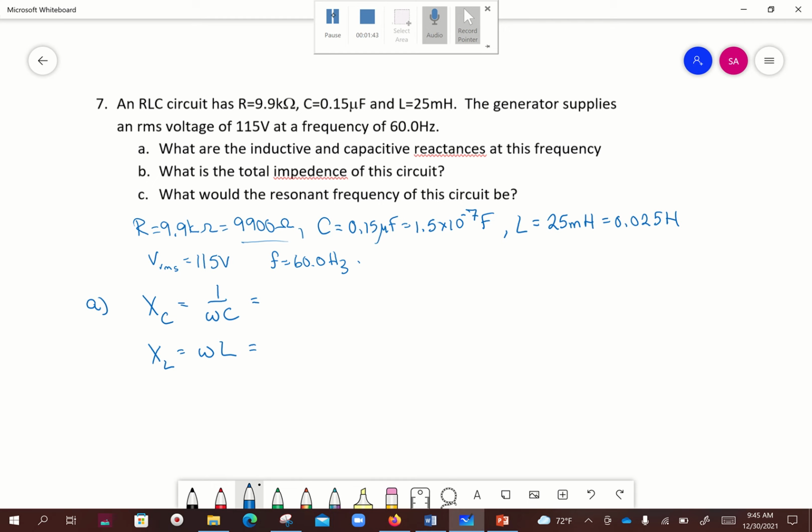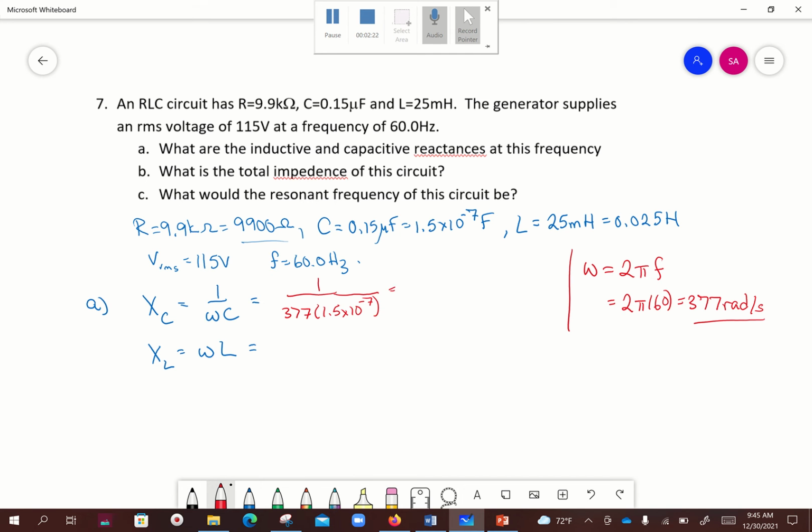So omega, let me do it over on the side, omega is 2 pi times F, and we're given F, so it's going to be 2 pi times 60, so that's 377 radians per second. Now remember, 60 hertz is the basic frequency that comes out of your wall plug. All right, so I've got 1 over omega C, so 1 over 377 times 1.5 times 10 to the minus 7.